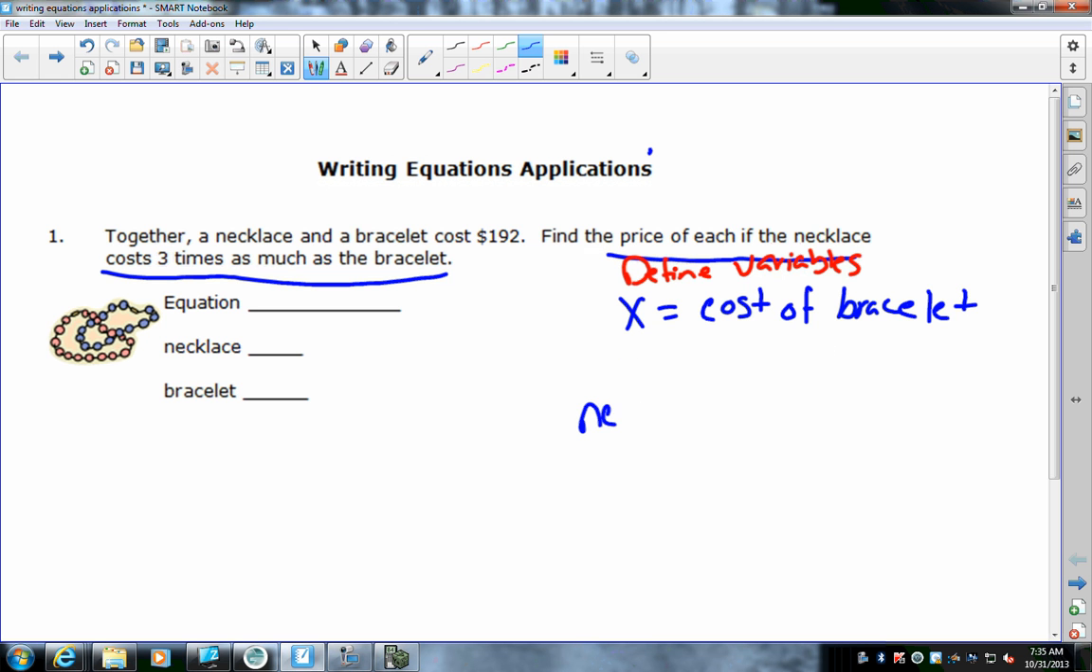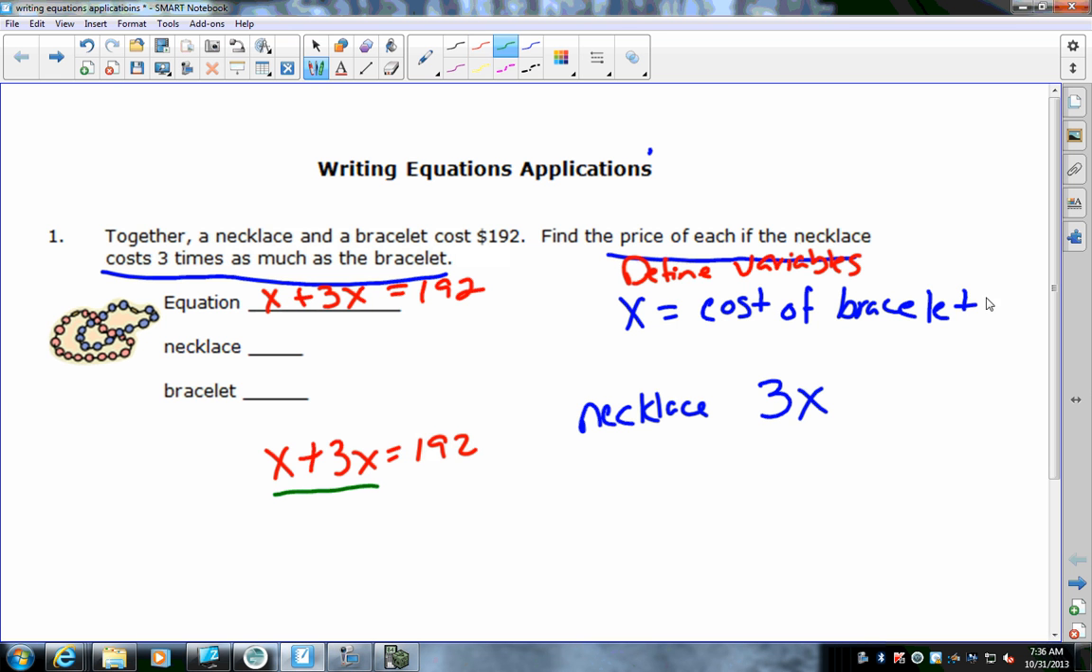The necklace is going to be 3 times as much as the bracelet. So 3 times as much as the bracelet. That's the necklace. So now it says together they cost $192. So I'm going to take the cost of the bracelet plus the cost of the necklace, and that equals 192. Now to find the cost of these, we're going to have to solve for X, which shouldn't be too bad. This is an easier problem to solve.